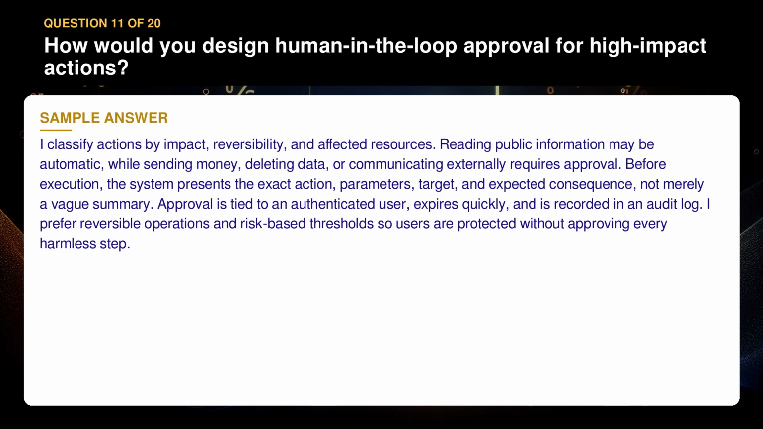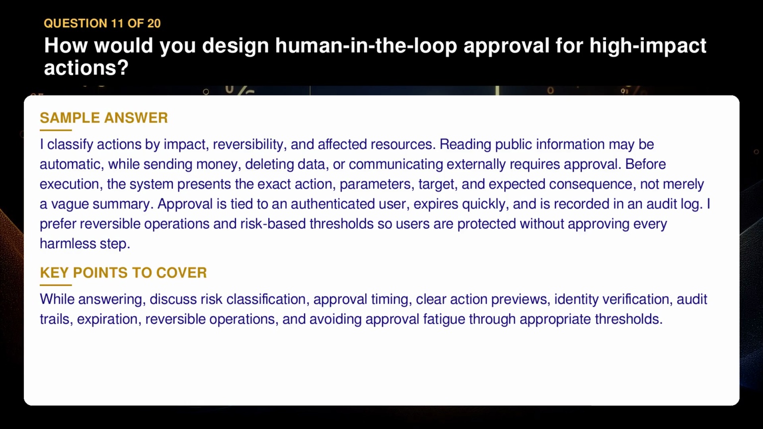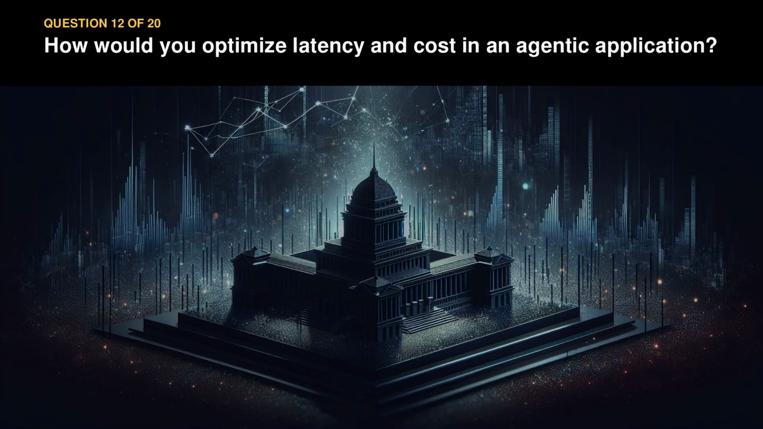Approval is tied to an authenticated user, expires quickly, and is recorded in an audit log. I prefer reversible operations and risk-based thresholds so users are protected without approving every harmless step. While answering, discuss risk classification, approval timing, clear action previews, identity verification, audit trails, expiration, reversible operations, and avoiding approval fatigue through appropriate thresholds.